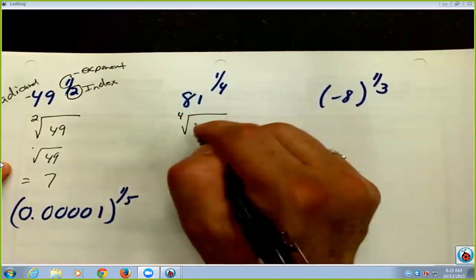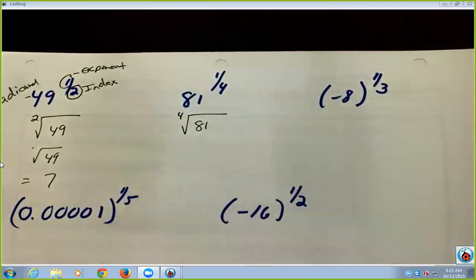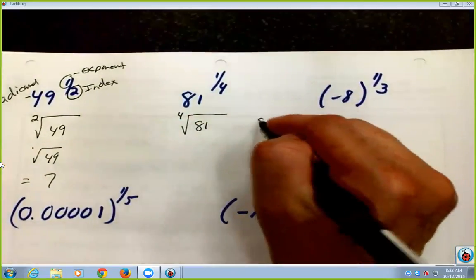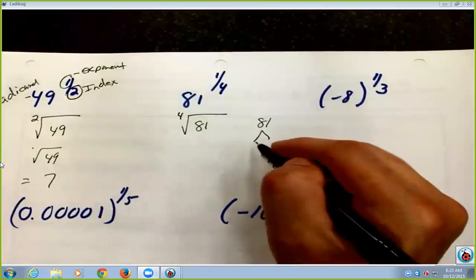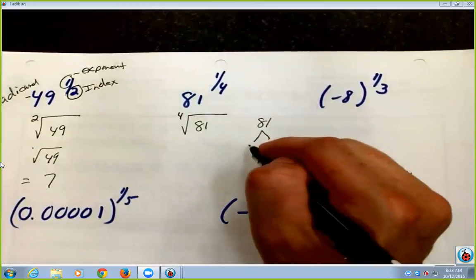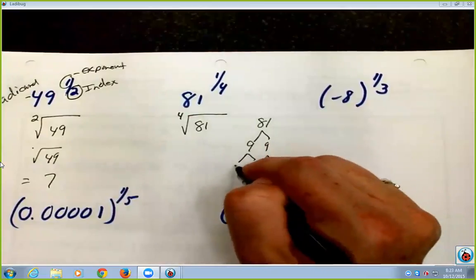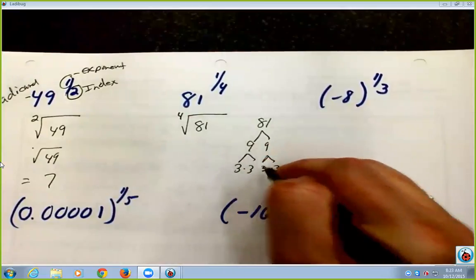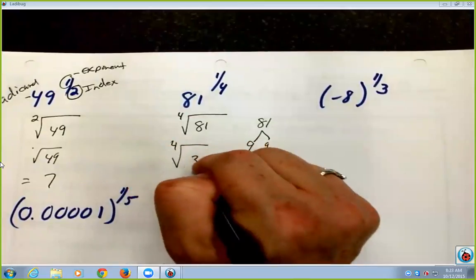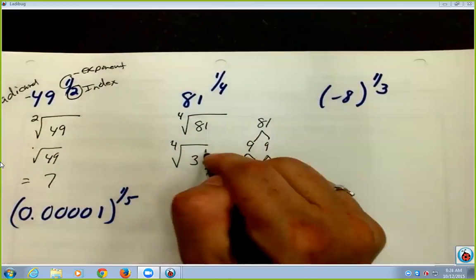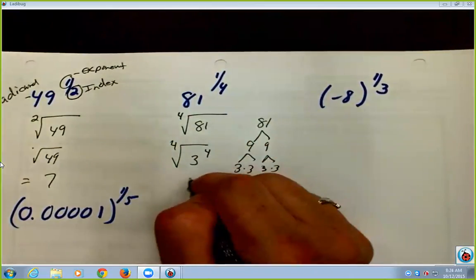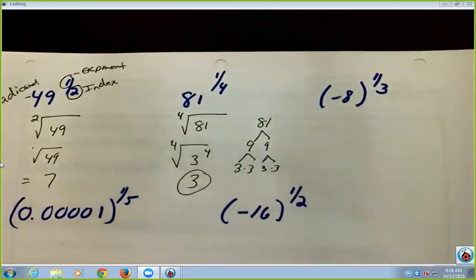Yep. And here, the 4th root of 81. So 4 is my index. 81 goes underneath. And if you can't look at that, last time we broke 81 apart. So 81 became 9 times 9. And 9s became 3s. So really, I have the 4th root of 3 to the 4th power, or simply 3. We good there?